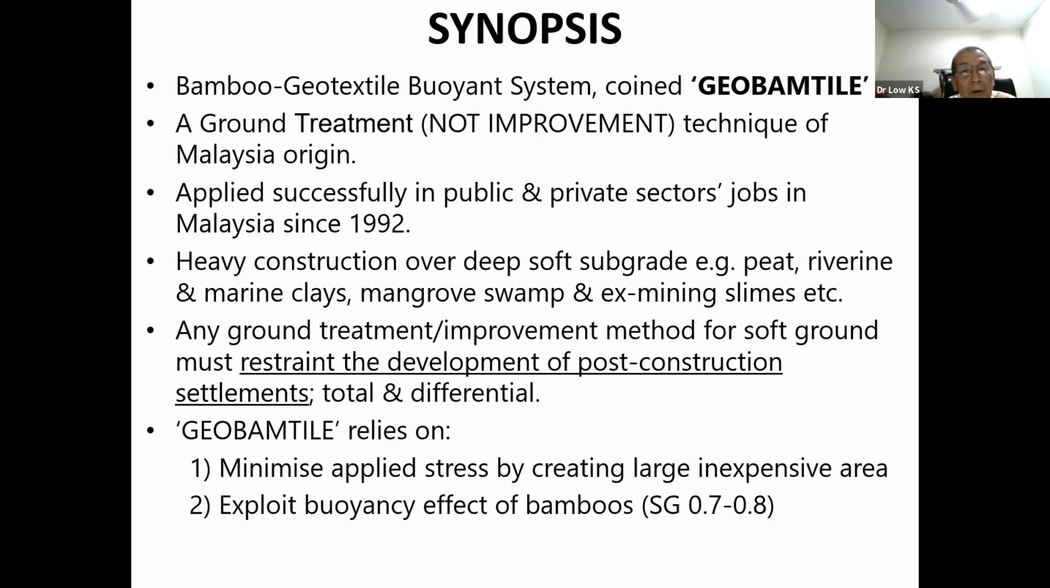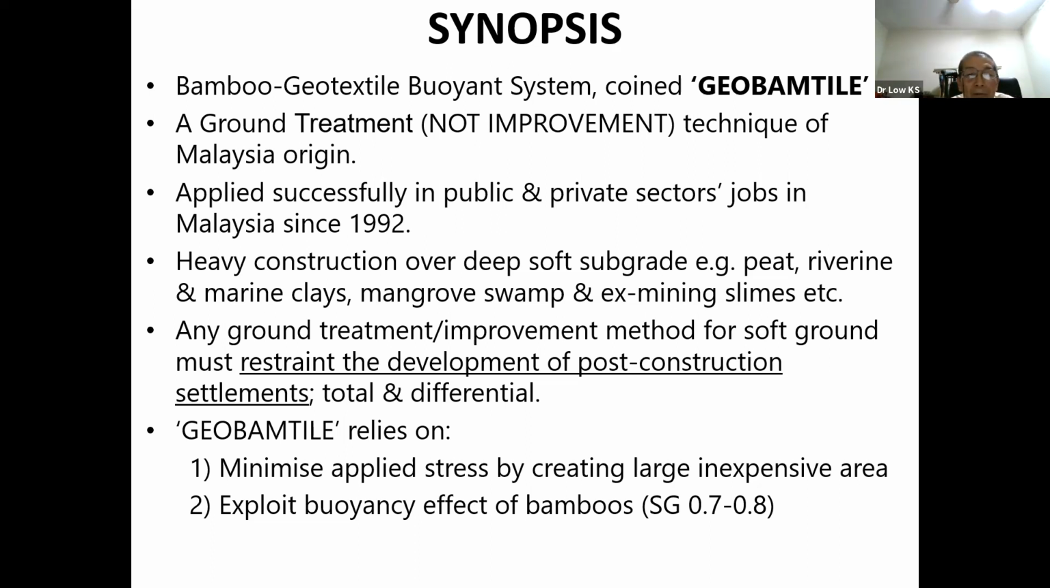Bamboo, this we call it job MTAL, is a ground treatment, not improvement method, and it's been applied successfully in public and private sector jobs in Malaysia since 1992, for heavy construction over deep soft subgrade and peat. We have actually gone over most of the soft ground that we can find in Malaysia, like peat, riverine, marine clay, mangrove swamp, ex-mining slime, typically like the one in Sungai Besi, the mine there. Actually, you'd be surprised, the mine golf course is ex-mining slime. It was made by our forefathers mining the tin, and then they collected all the ex-mining slime in one place, thinking that at that time, not going to use it. But today, with it being so strategically located, the land was used.